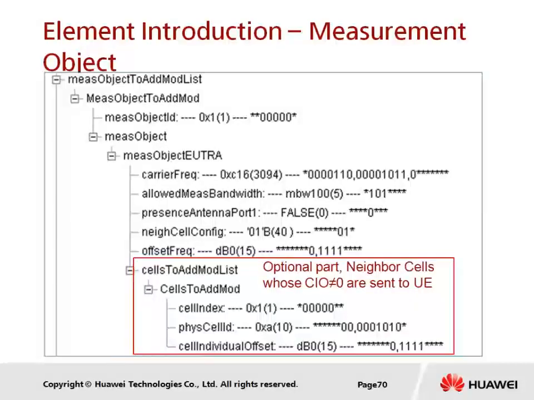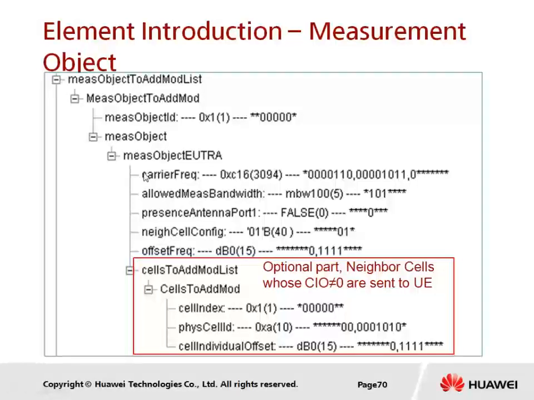The elements included in the measurement configuration, as we have discussed earlier, are three main important pieces of information. Number one is the measurement object. The measurement object is basically carrying the information of the frequency. So the measurement object to add mod list has measurement object ID 1. Usually measurement object ID 1 is used for intra-frequency.